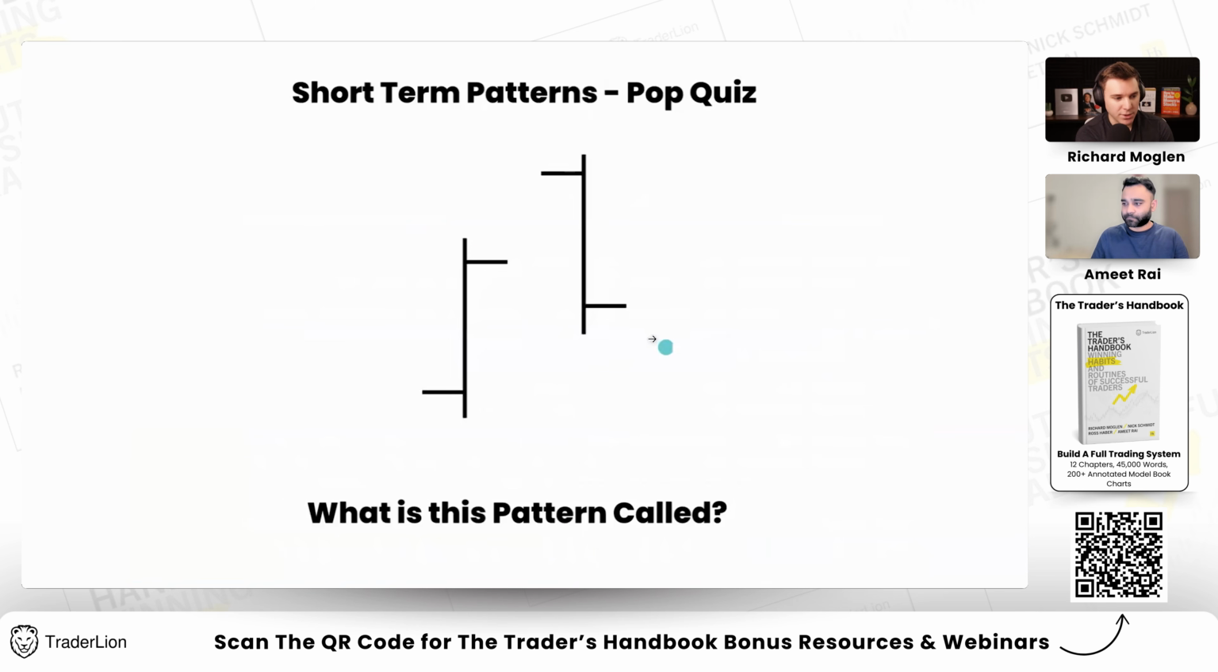All right, so another pop quiz here. What is this pattern called? Let's see who gets it here. All right. What's this pattern called, guys? And Rye, you can answer too if nobody gets it.